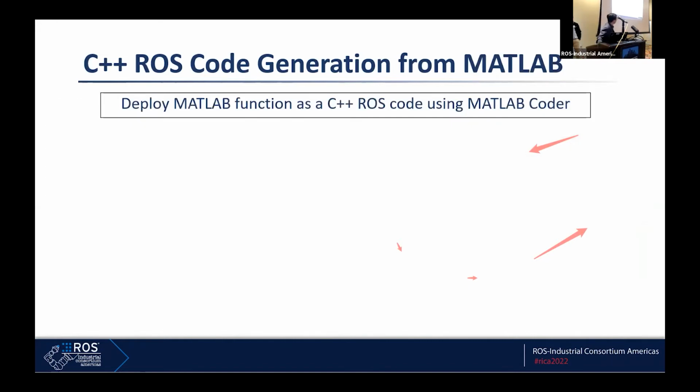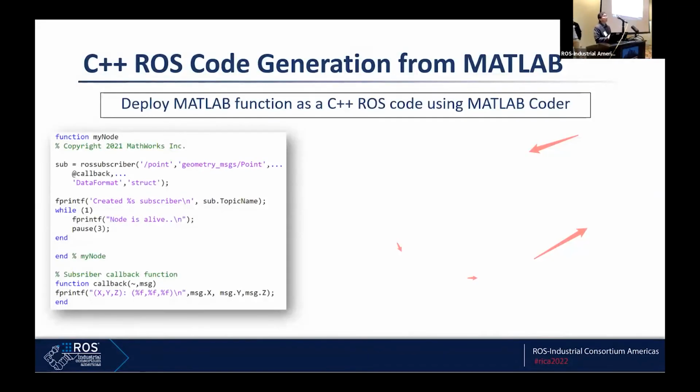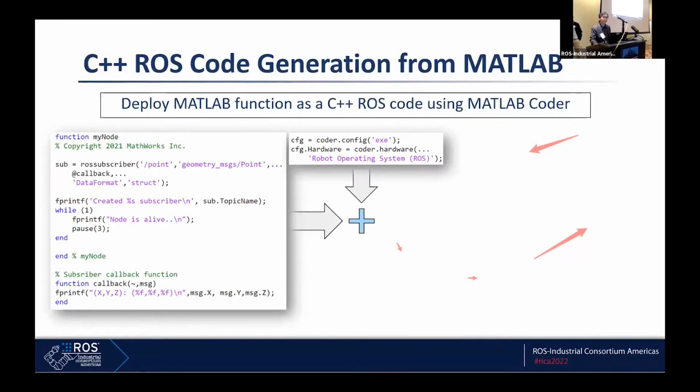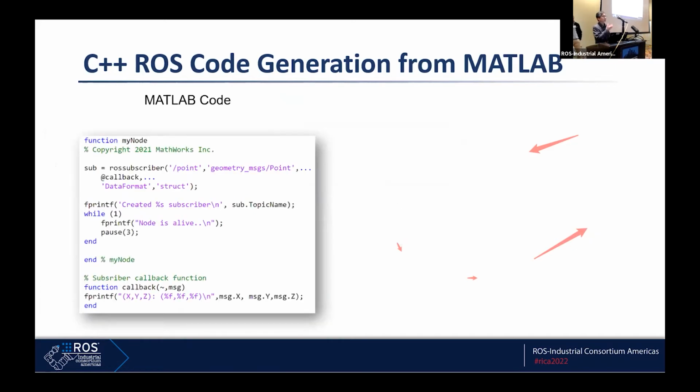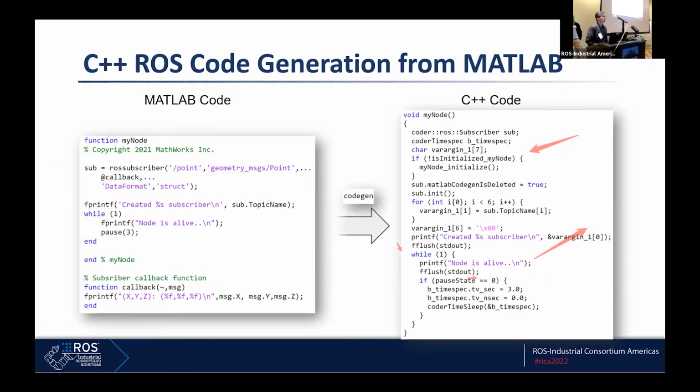Right. Cool. The same thing can be done from the MATLAB side, and you can configure it in the MATLAB configuration and set anything up. Then you can generate ROS code from the MATLAB coder. So with 10 lines of MATLAB code, it automatically becomes your C++ ROS code.